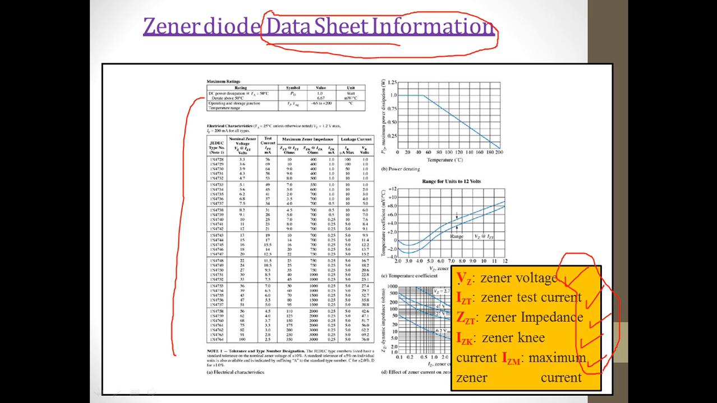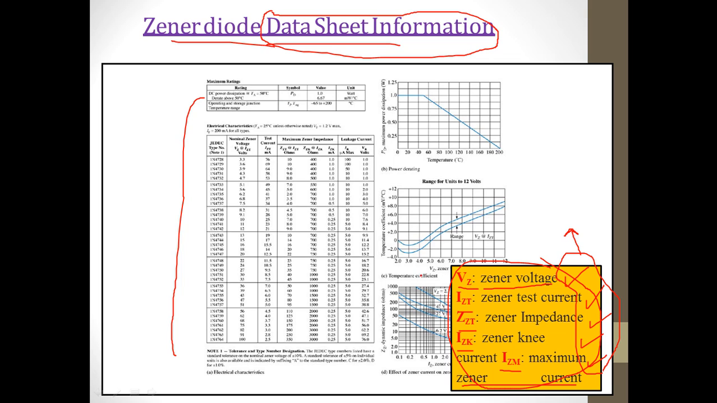The first one is basically VZ, that is the Zener diode voltage. What is the voltage of the Zener diode? The first value you have to look at in the data sheet is VZ. The second thing is IZT, the test current for that Zener diode. Then what is the Zener impedance, what is the knee current of the Zener diode, and what is the maximum Zener current that is achievable in that Zener. So these physical quantities are the ones you are interested in before buying a Zener diode from the market, and these values can be easily taken from the data sheet.